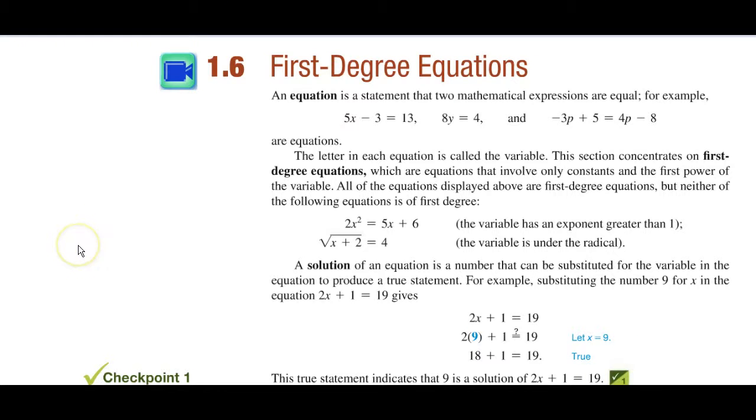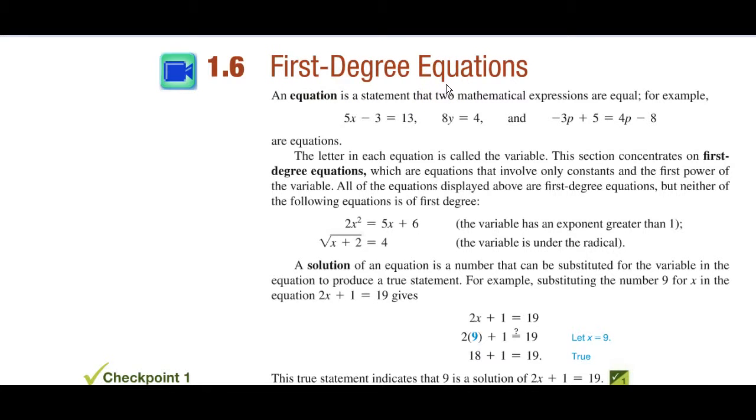Going on to topic 6 of chapter 1. As I mentioned before, this is a review of basic algebra, and lots of stuff is included here in this first chapter. In this section, we're going on to first-degree equations.